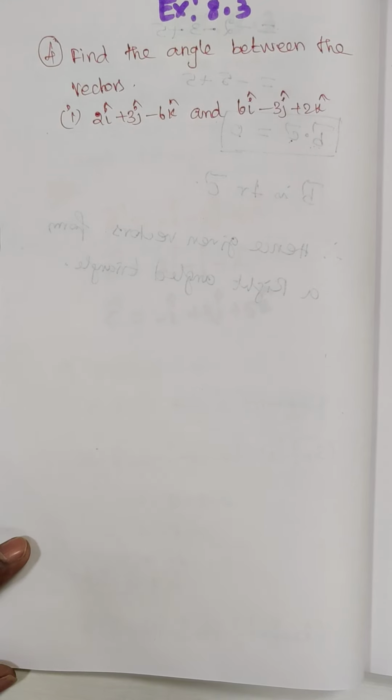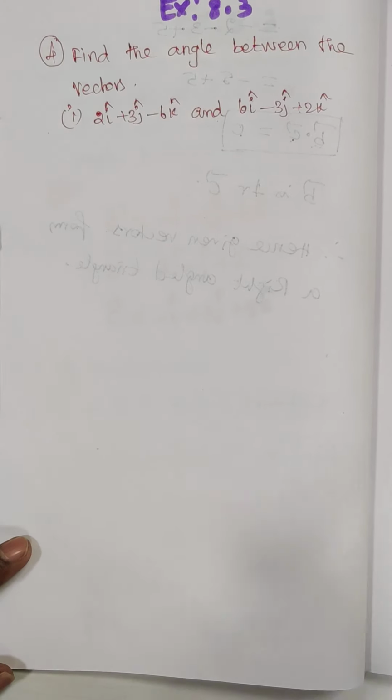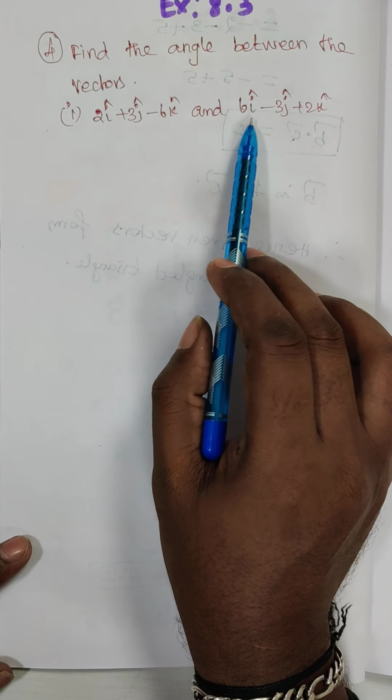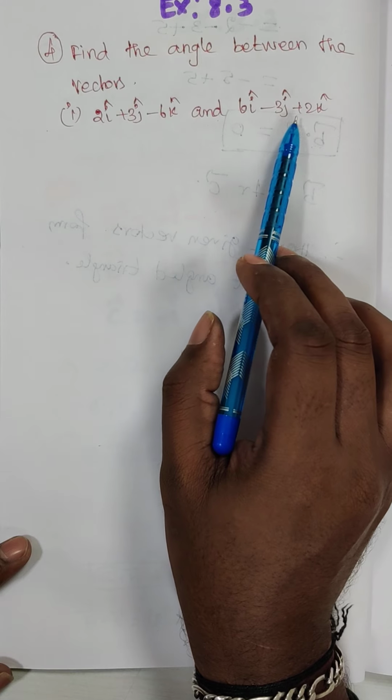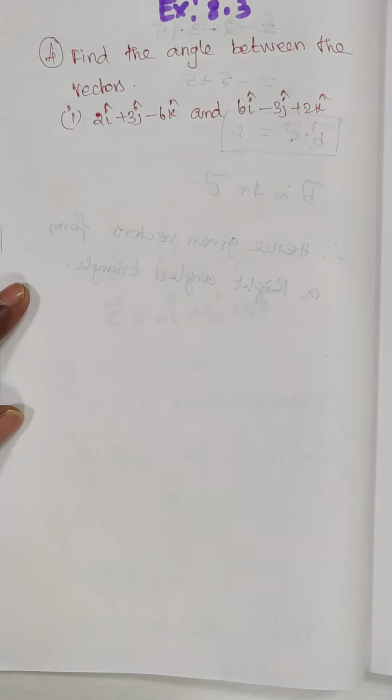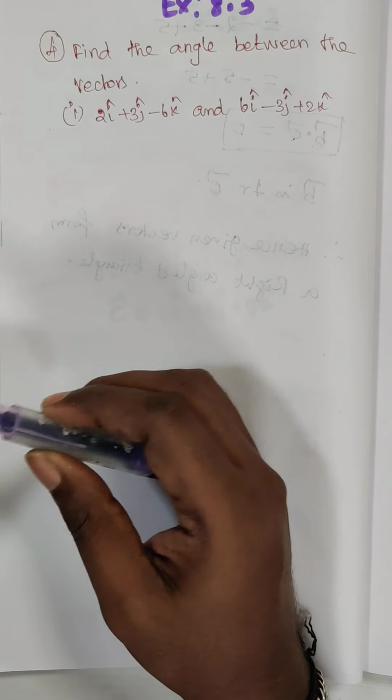Hi students, now we are going to discuss question number 4. Find the angle between the vectors. First subdivision: 2i cap plus 3j cap minus 6k cap and 6i cap minus 3j cap plus 2k cap. So already we know the formula for the angle between two vectors.